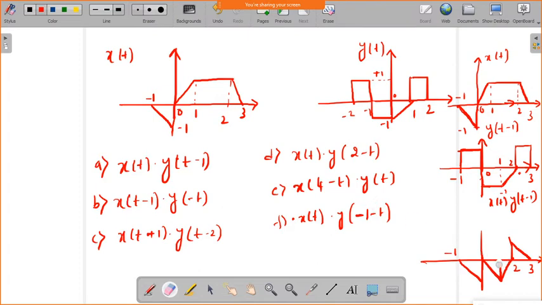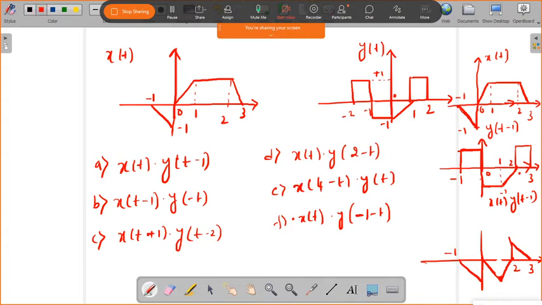From 0 to 1 it is a decaying ramp, because a negative value multiplied by the positive ramp gives a negative ramp, that is a decaying ramp, and this is a growing ramp, and again it will be a decaying ramp. So this is the resultant signal.